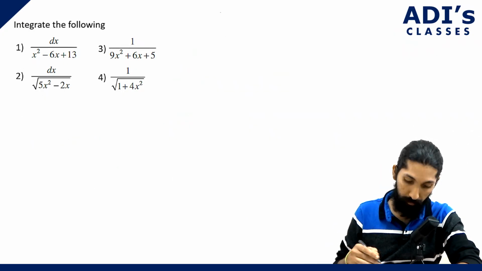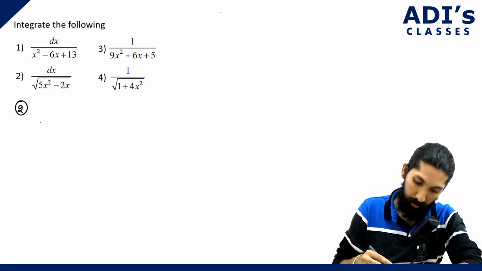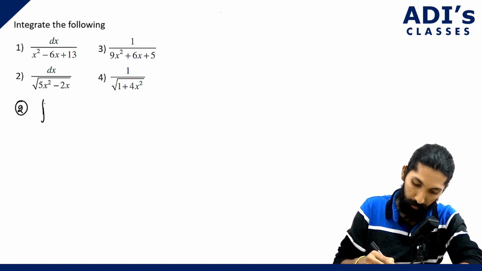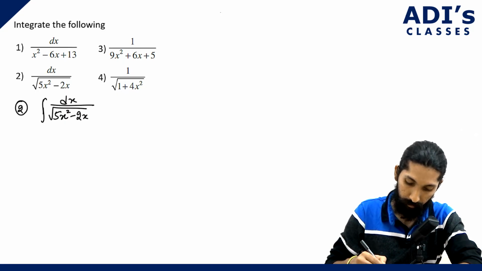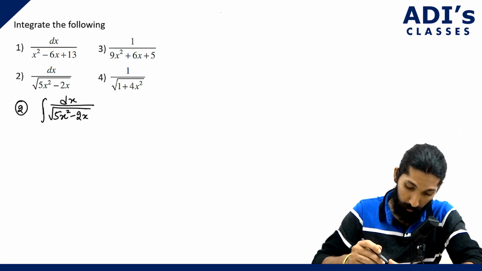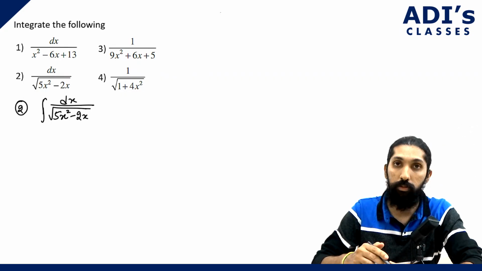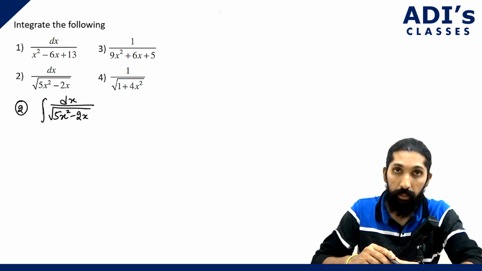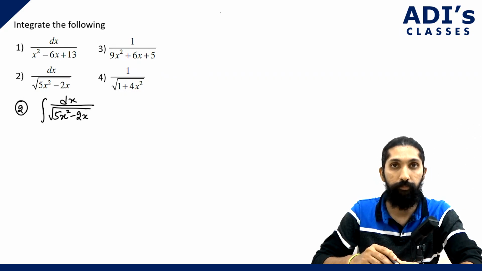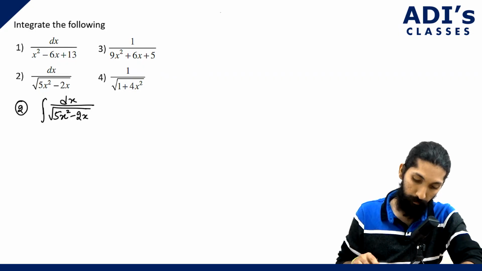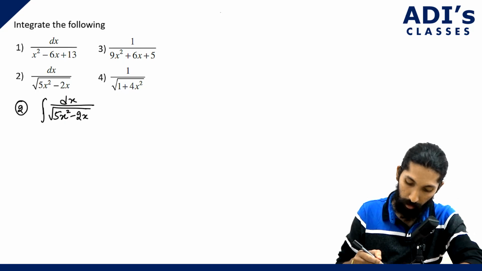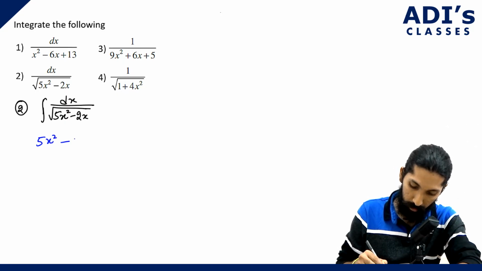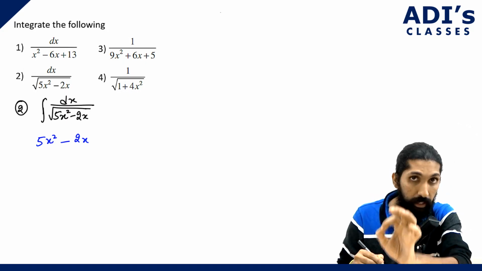See the second one. Here you have integral of dx over root of 5x square minus 2x. Right, 5x square minus 2x. So here also what we need to do is write this in the whole square form. Understood? So first and foremost, let's take this value: 5x square minus 2x. There is a minus sign.